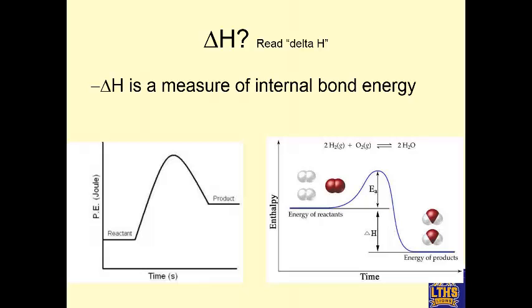Okay. All right. So something new here we're going to talk about is called delta H, and that's what you say. You say delta H. What is delta H? It's a measure of internal bond energy. Okay. So there's something holding your reactants together called a bond, a chemical bond. There's also things that hold products together called chemical bonds. But in order for a chemical reaction to happen, the chemical bonds of the reactants have to break, and then the chemical bonds of the products have to form.